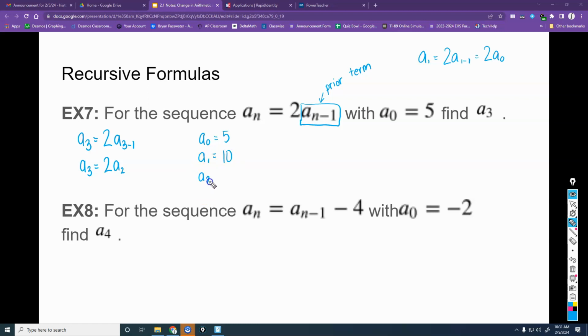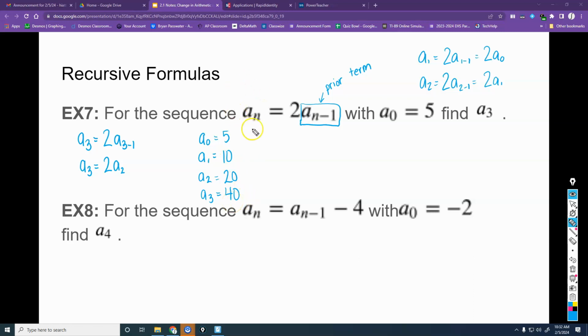And then a sub 2 would be 2 times a sub 2 minus 1, which is 2 times a sub 1. We're just multiplying the prior term by 2. So that'd be 2 times 10, which would give me 20. And then what are we going to get for a sub 3? It's going to be 40. So this rule is just telling me that my pattern is to take the prior term and multiply it by 2. So 5 times 2 is 10, times 2 is 20, times 2 is 40 here.